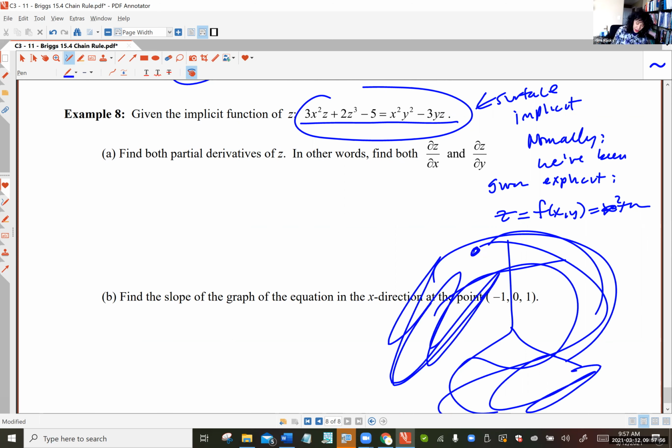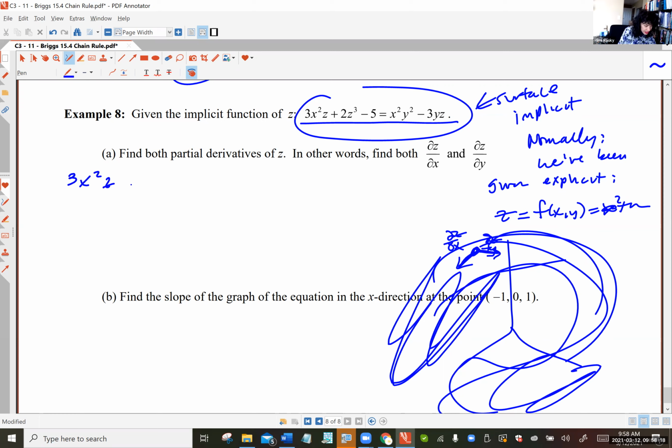But maybe you could pick a point and you might want to know what is the slope in the positive x direction. What is your dz dx? And if you were a skier and you wanted to ski on this surface, what if you wanted to ski in the positive y direction? What is dz dy? It's a legitimate question and you can get that. But first you have to get everything on one side and 0 on the other.